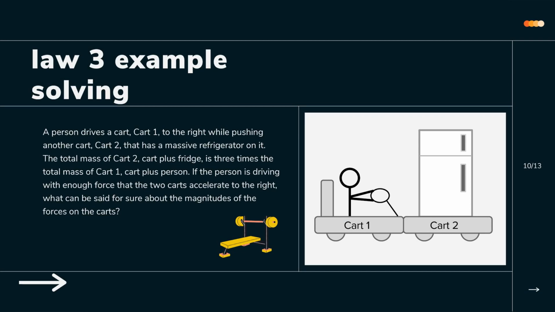Law 3 example. A person drives cart 1 to the right while pushing another cart 2 that has a massive refrigerator. The total mass of cart 2, cart plus fridge, is 3 times the total mass of cart 1, and it's massive and heavy too. If the person is driving with enough force that the two carts accelerate to the right, what can be said for sure about the magnitude of the forces on the carts?